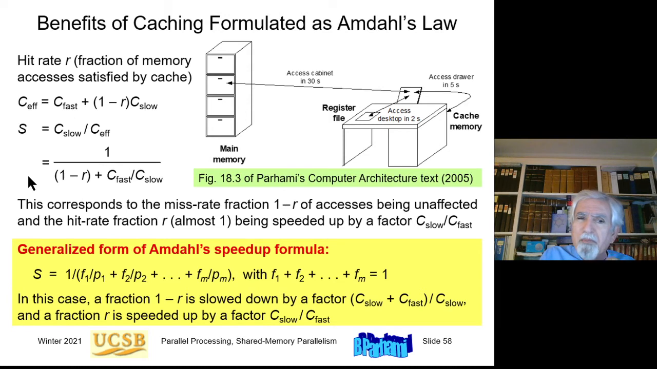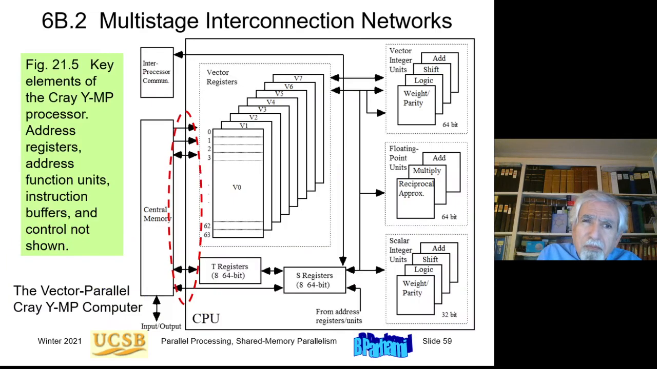So this resembles Amdahl's law. If this fraction, 1 minus R, let's say, is 10%, 10% miss, then the speed up cannot exceed 10. 1 divided by 0.1 is 10. The same way that Amdahl's law was used. And this is a generalized form of Amdahl's law. I'll leave it up to you to study.